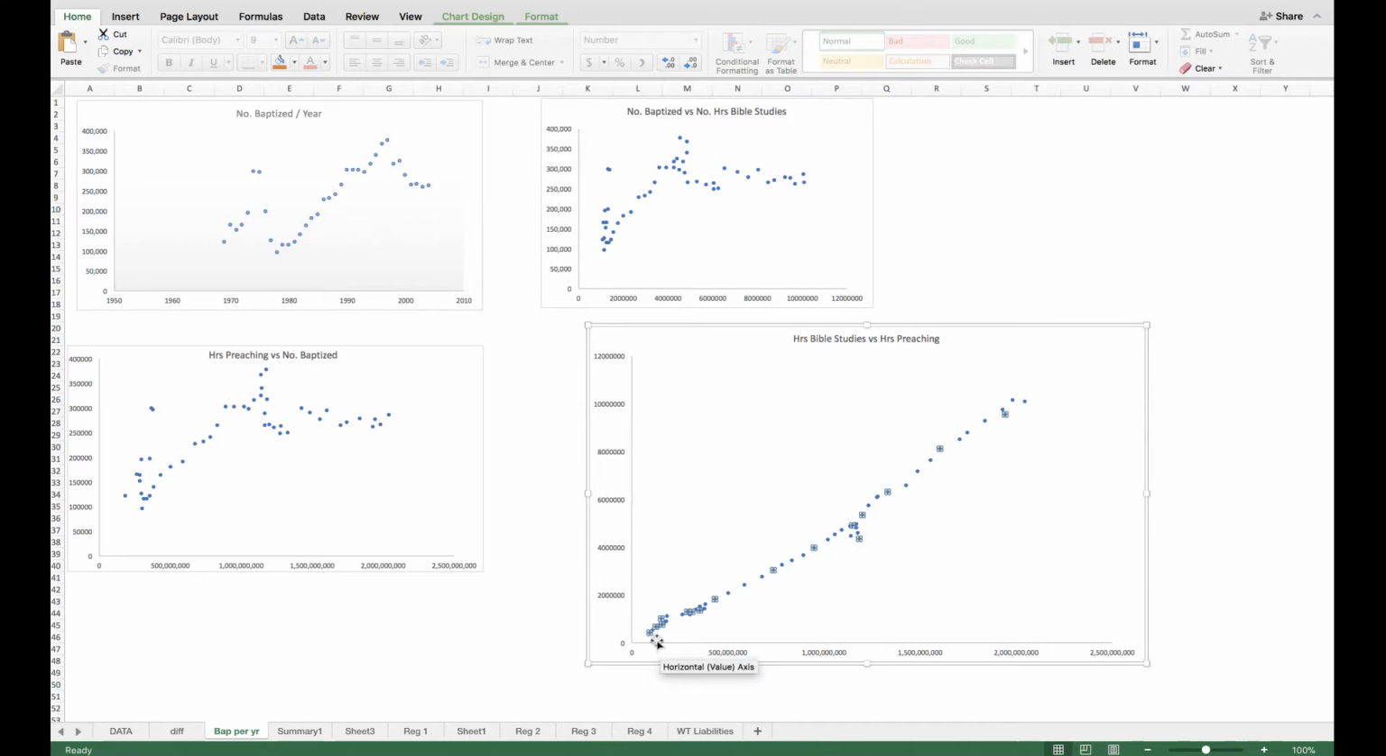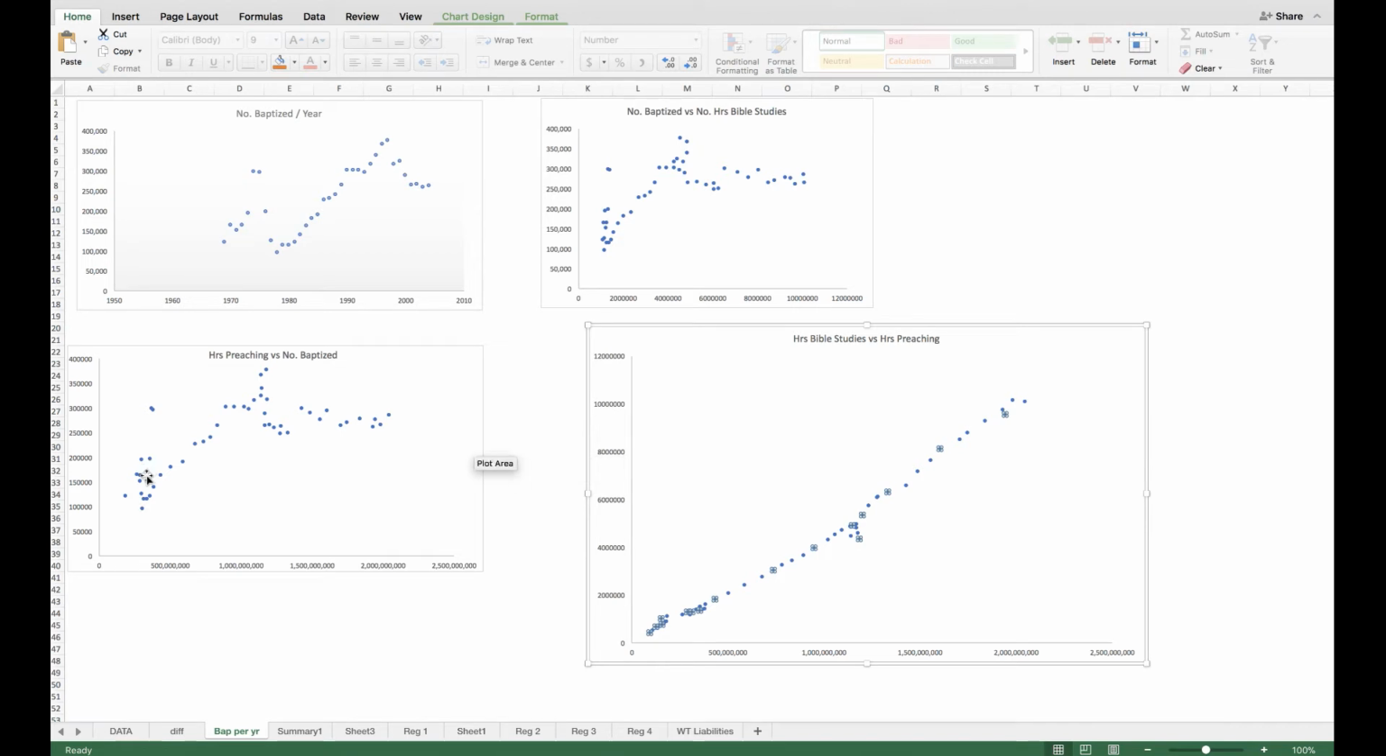And again, this is data that goes back from 1969 to 2017. And these charts are pretty much the same, 1969 to 2017. Now, this is just the reported number of people baptized each year from 1969 to 2017. Well, when you plot this against the number of hours spent knocking on the door, you can see that there is a lot of scatter between 1970 or so, 1969.